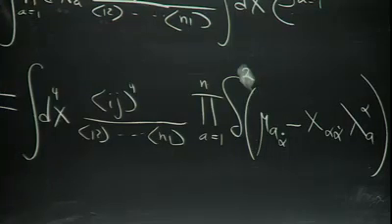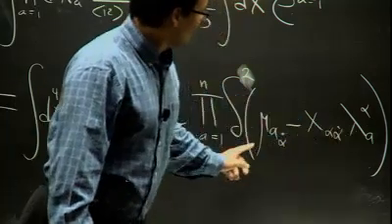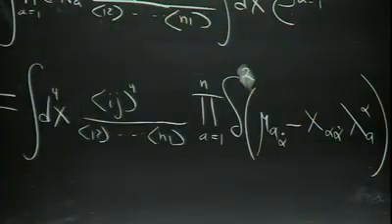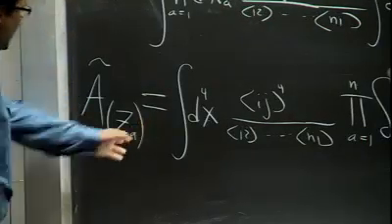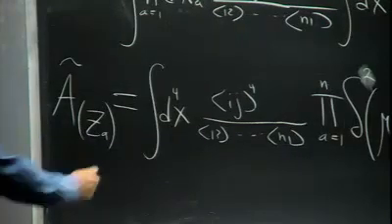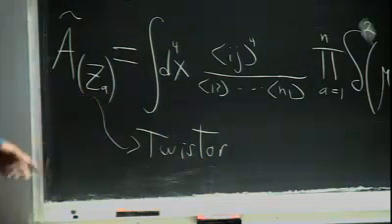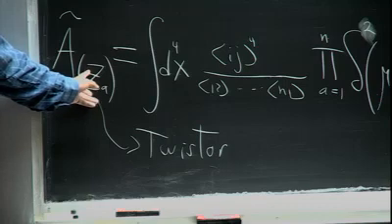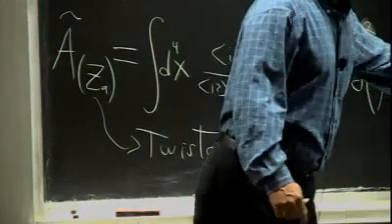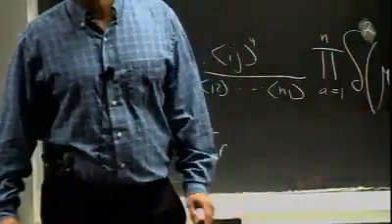So this is how the amplitude actually looks in twistor space, and it shows that each amplitude now depends on n twistors. These are called twistors. That's why it's called twistor space. So it's a space of twistors. So each amplitude depends on n twistors, and the n twistors are constrained to satisfy this relation. So the n twistors are supposed to be all of them localized.